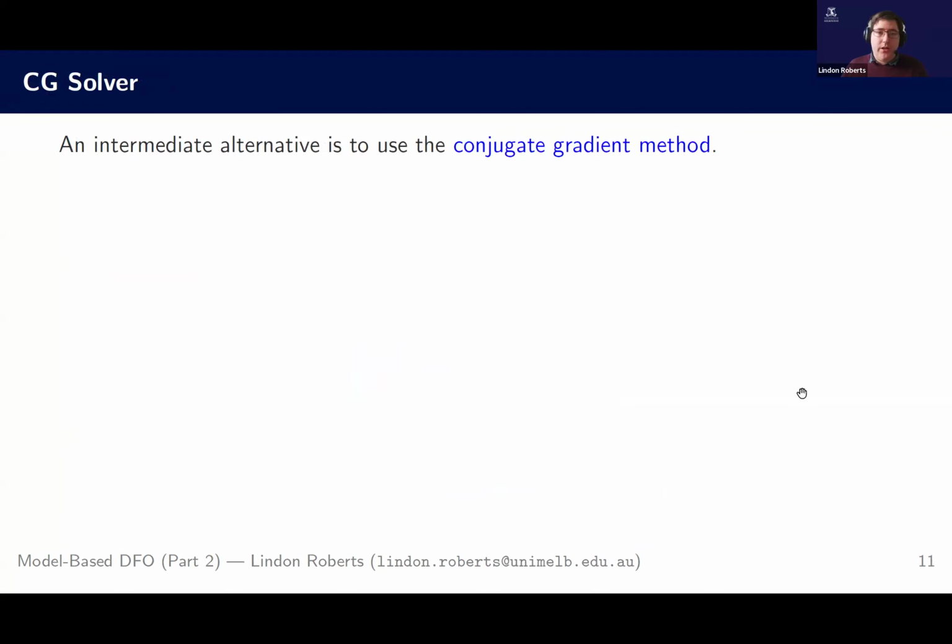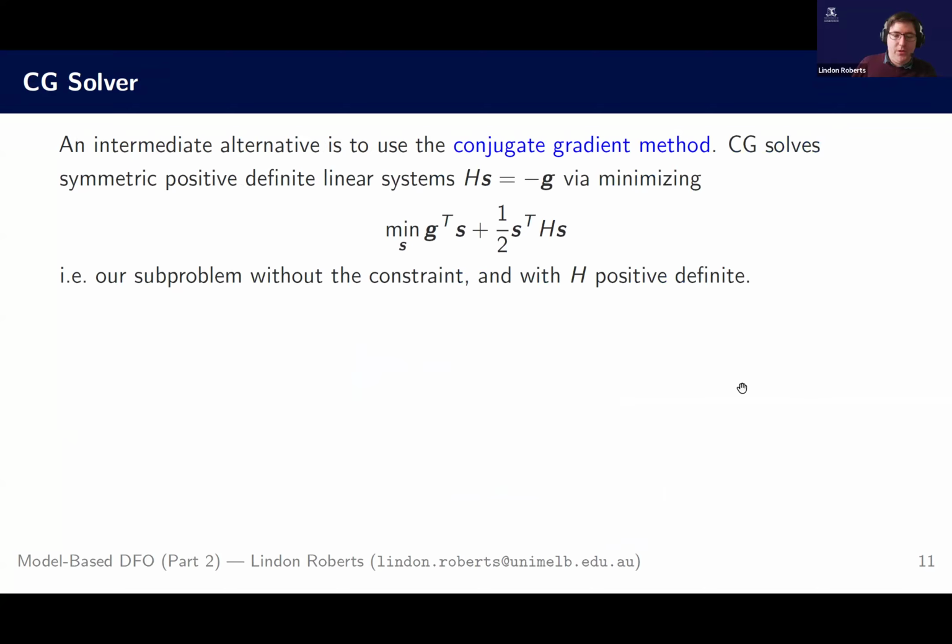So what's in between? In between this Cauchy point, the bare minimum, and a full-blown global minimization, the simplest thing to do is to use a variant of the conjugate gradient method. I expect most people here know what this is, but CG is from numerical linear algebra. It's an iterative algorithm for solving symmetric positive definite linear systems. And the way it does it is by doing a specific form of first order optimization to this quadratic function, which corresponds to a trust region subproblem, except there's no constraint. And it only works if H is positive definite rather than any symmetric H. So that's what CG does.